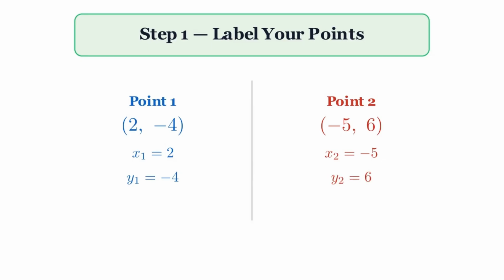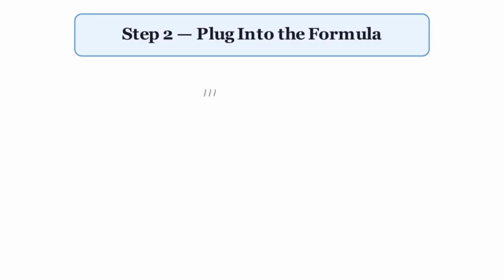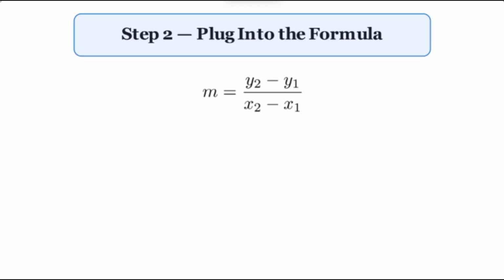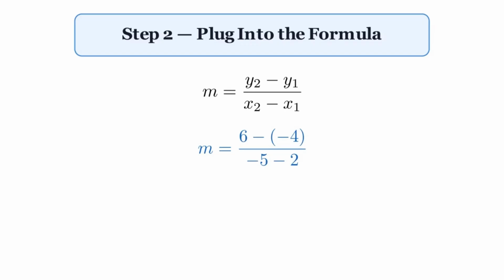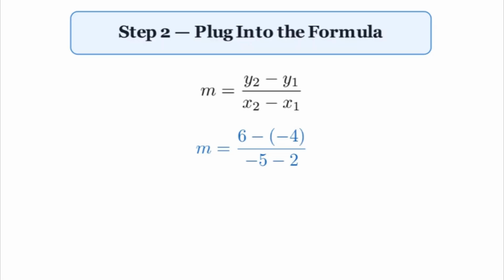Step 2, plug into the formula. M equals y2 minus y1 over x2 minus x1. M equals 6 minus (-4) over -5 minus 2.